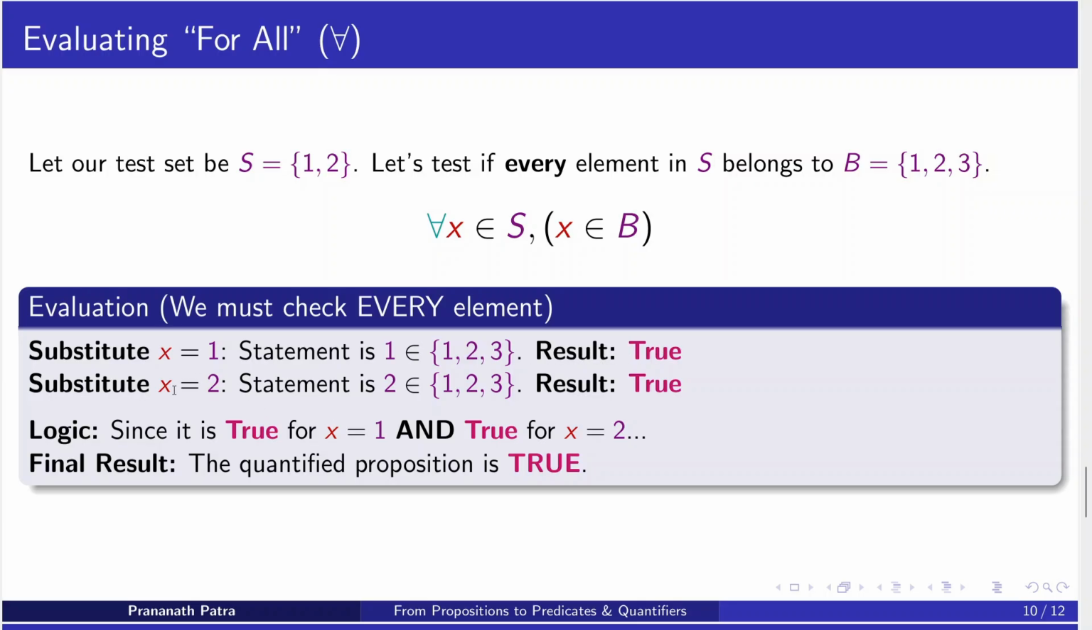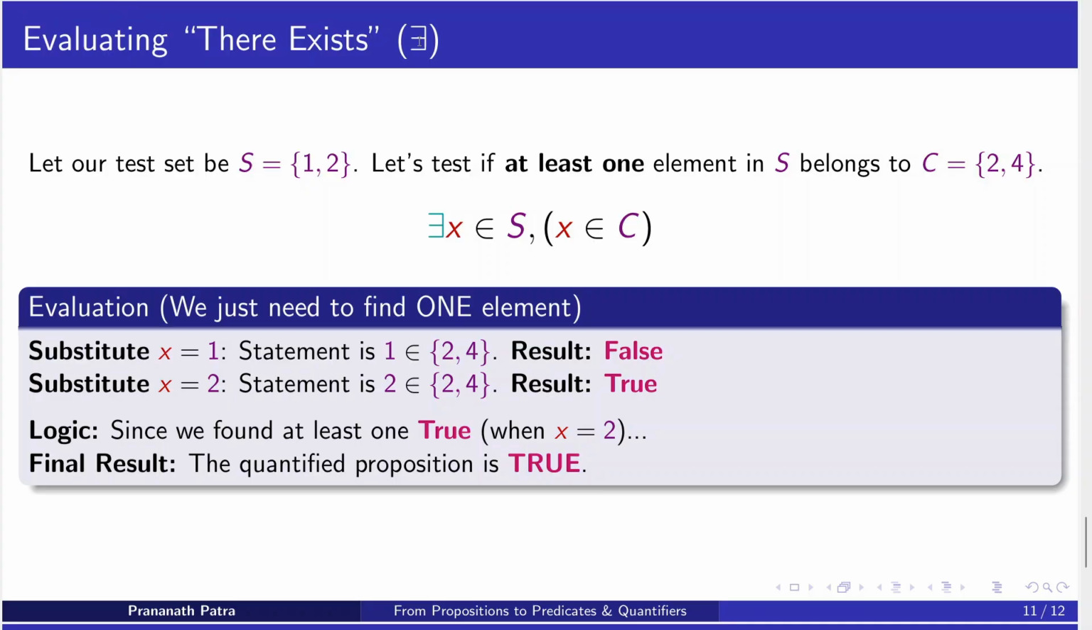Next, we substitute x with 2. The statement is 2 is in B, which is also true. Logically, since it is true for x equals 1 and true for x equals 2, the final quantified proposition is true.